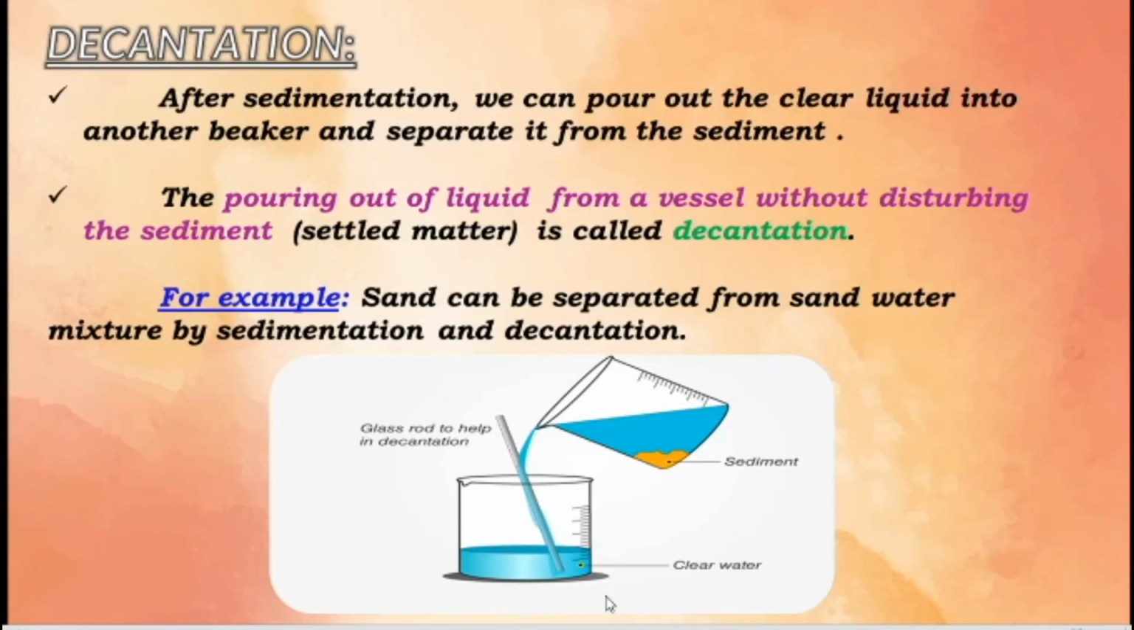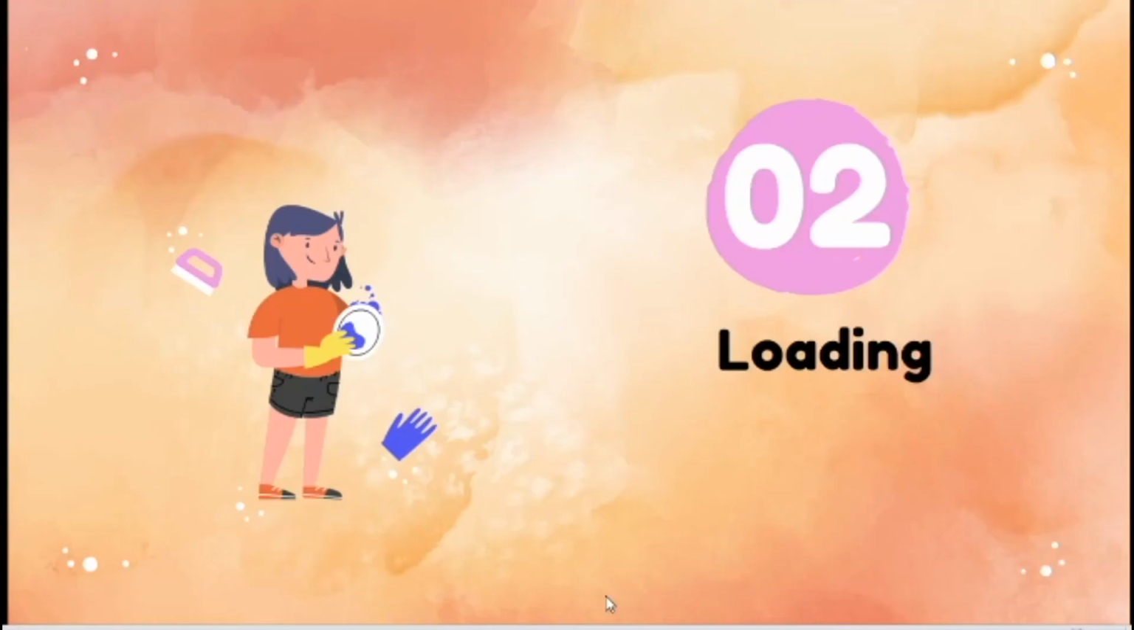And then decantation. After sedimentation we can pour that liquid into another beaker without disturbing the sediment. This is called decantation. For example, sand can be separated from a sand-water mixture by sedimentation and then decantation methods.